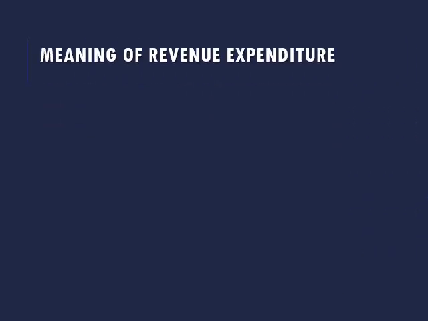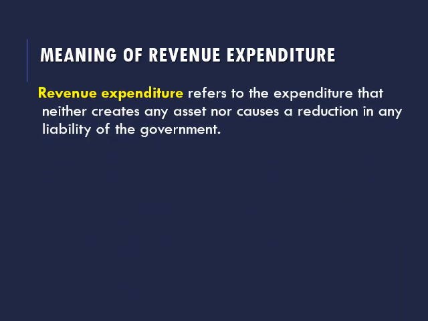Then we have expenditures, revenue expenditures. Now what sort of expenditures? We have covered the receipts, but let's talk about the expenditures. Now the definition part: revenue expenditure refers to the expenditures that neither create any assets nor cause a reduction in any liability of the government.